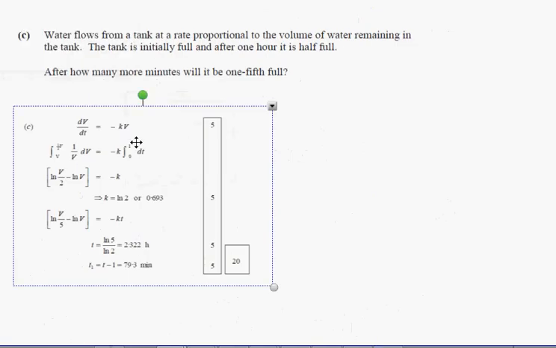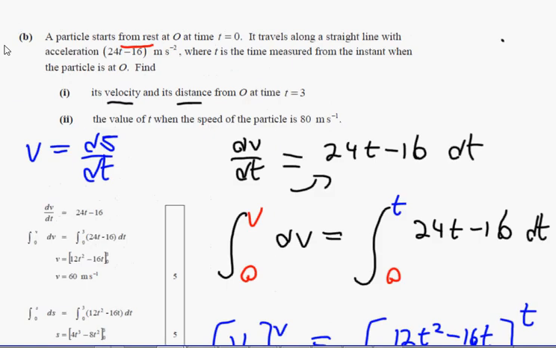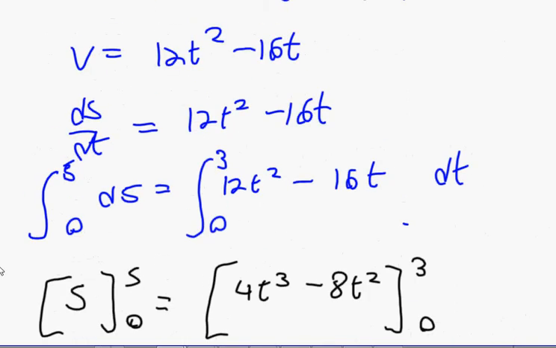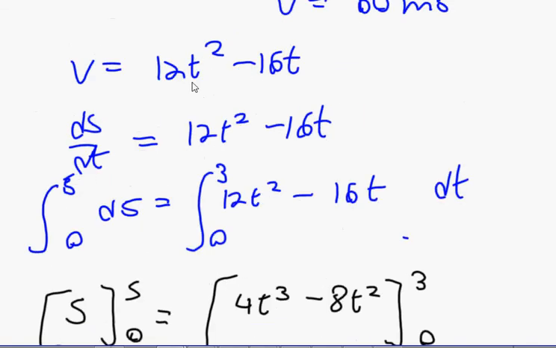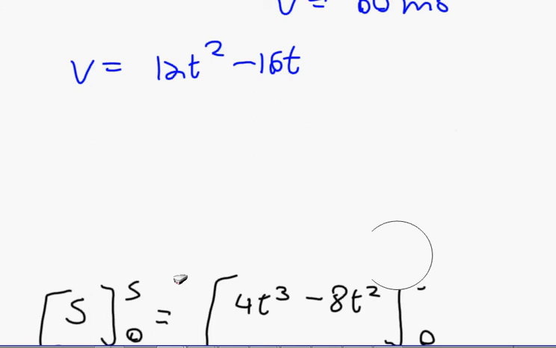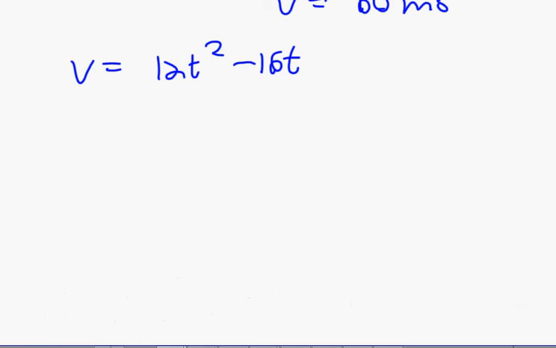Part C, part 2. The value of t when the speed of the particle is 80 meters per second. Well, that's not too bad because the velocity equation is 12t squared minus 16t. And what we can say here is that let the velocity be equal to 80.